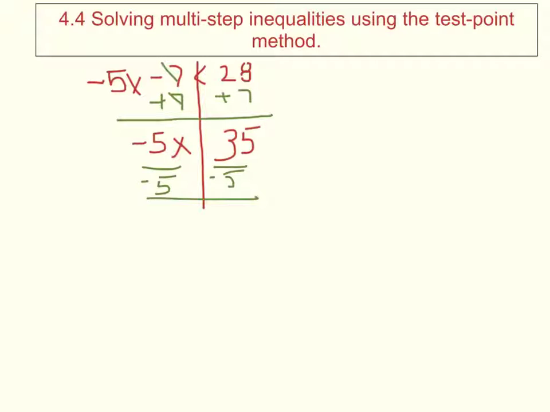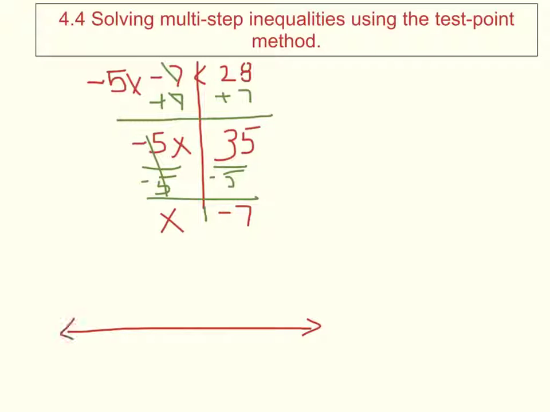on both sides. And negative 5 divided by negative 5 gives me a 1. So on the left, I'm left with 1x. Again, if you recall, we don't write a 1 in front of the x normally. And 35 divided by negative 5 is negative 7. Now, that, unlike an equation, that is not my solution. That's simply an endpoint.